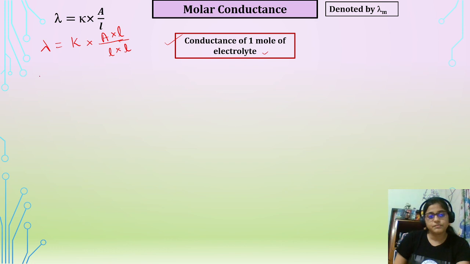Now we know this is V, the volume of the electrolytic solution with us, right? So it is V and this is L square.